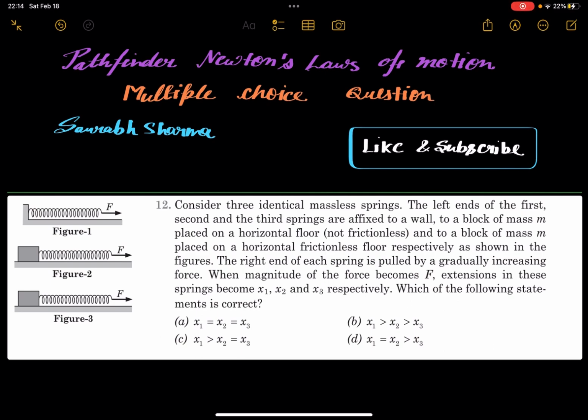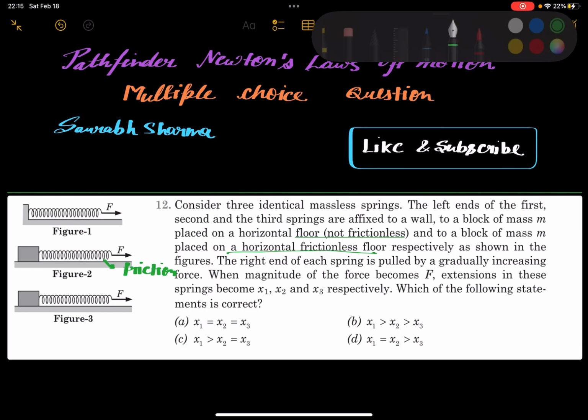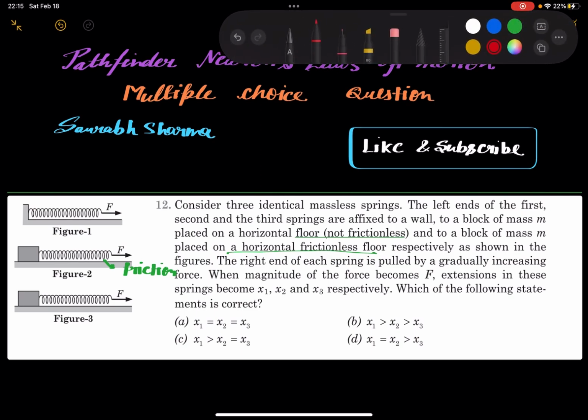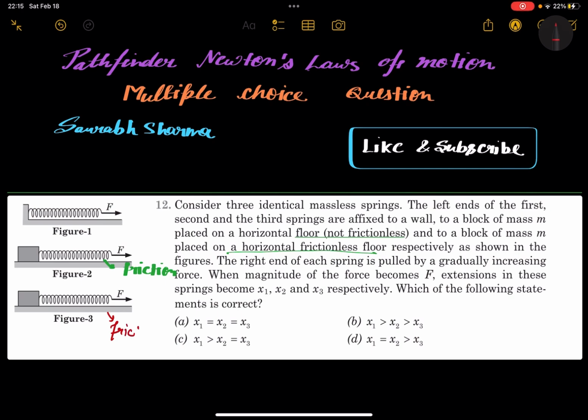The left ends of the first, second and third springs are fixed to a wall, to a block of mass m placed on a horizontal floor, not frictionless, and to a block of mass m placed on a frictionless floor respectively. So I tell you clearly, this is the friction, and here it is frictionless. So remember these things carefully. One is with friction, the other one is frictionless.